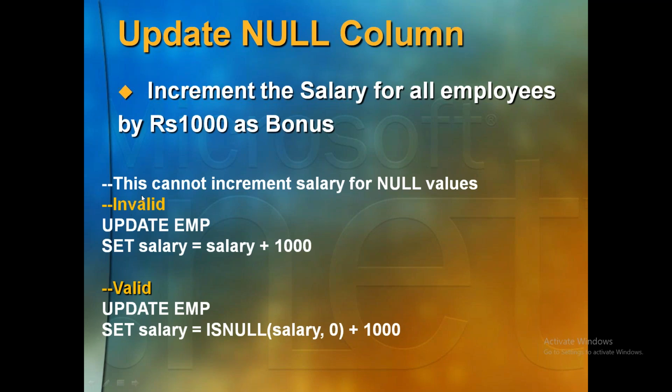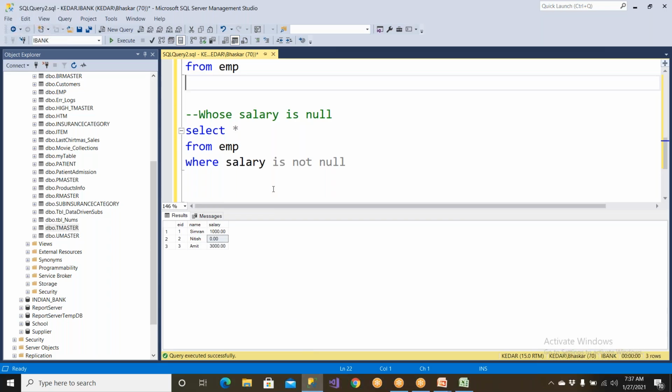I wanted to increment. So this cannot increment salary for null values. So this is an invalid query. Update employee set salary equals salary plus 1000. So whatever be the salary that you have plus 1000, I wanted to give as a bonus or the increment. So if you have 1000, plus 1000 it will be 2000. But if we have salary as null, null plus 1000 will become an invalid value. Let me show you with an example. I wanted to increment, right?